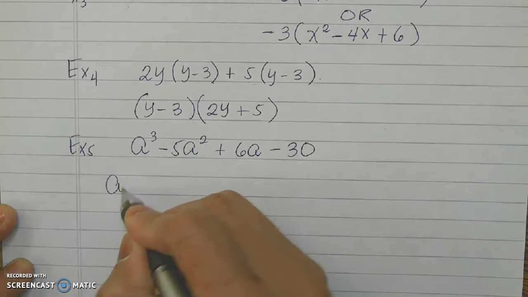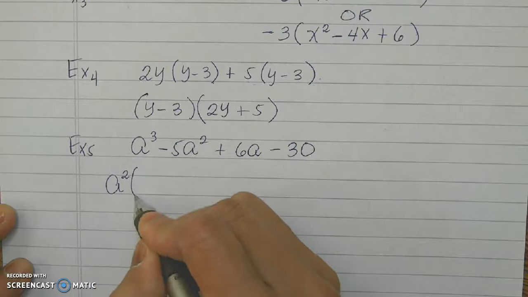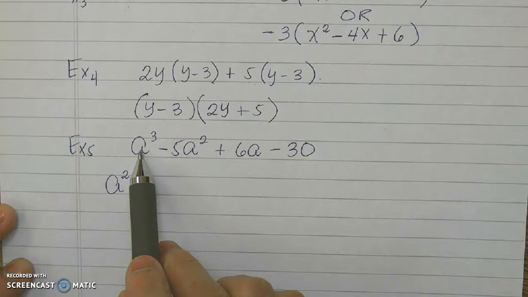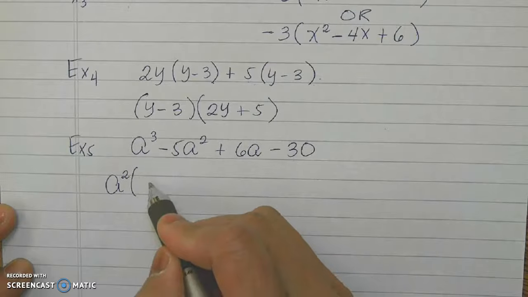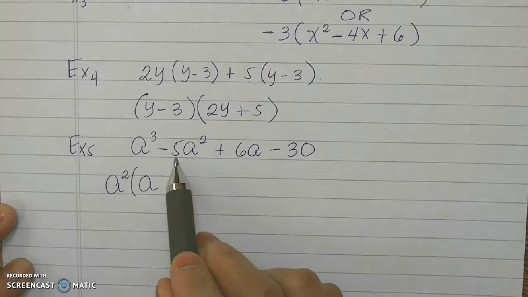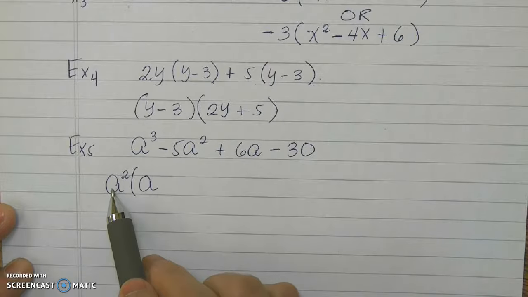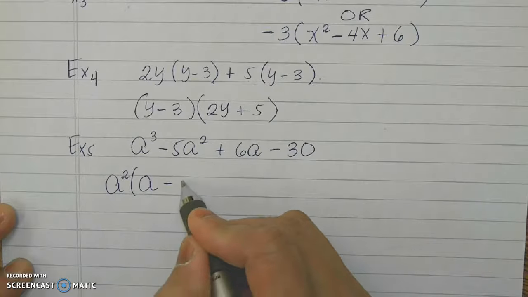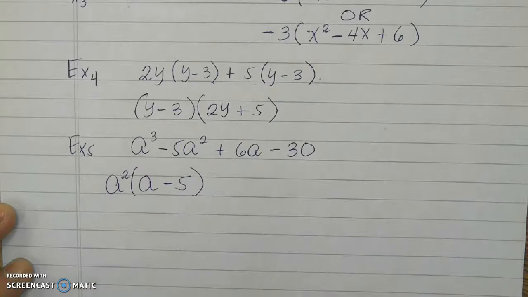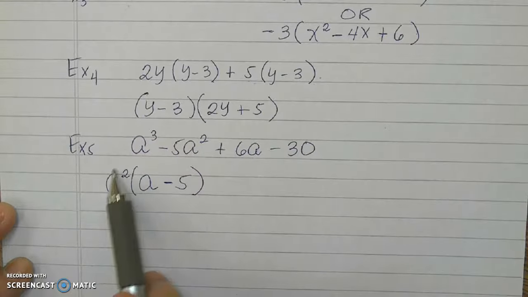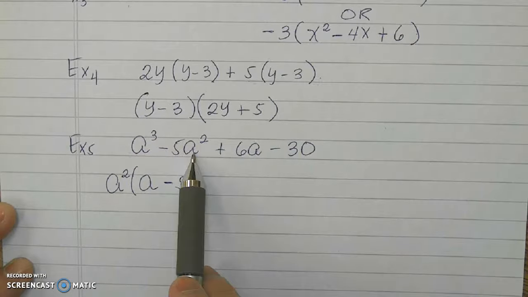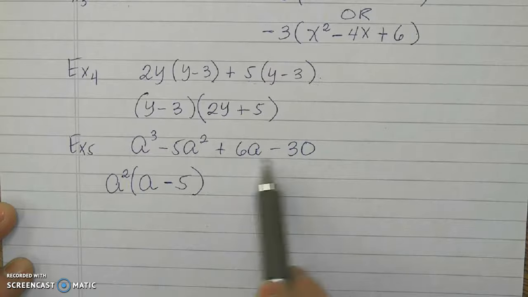So a squared stays out. If I divide a to the third by a squared, a stays inside. If I divide negative 5a squared by a squared, negative 5 stays inside. Again, to confirm, you can multiply and the answer will be this. So let's look at this one.